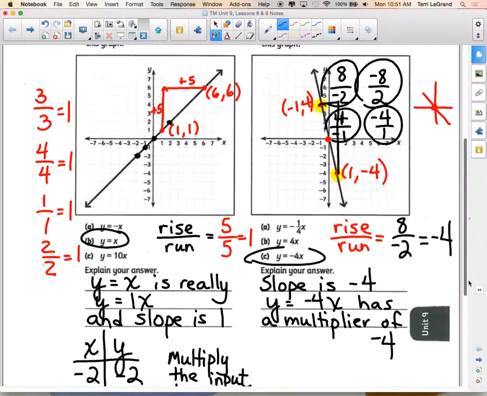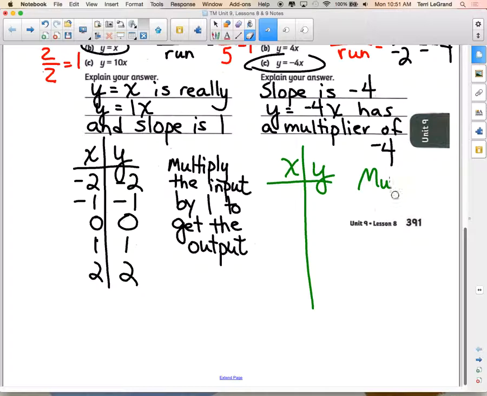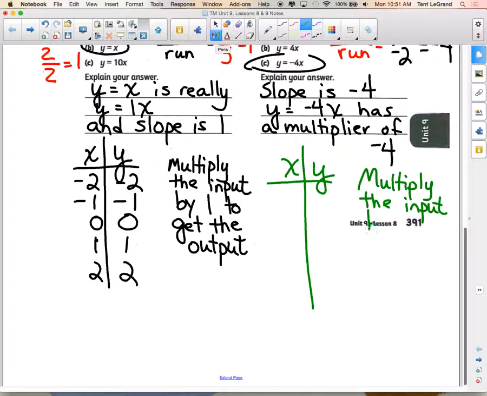Okay. Let's make an XY table for the next one. After we state the rule. What's the rule for this one? Multiply the input by? No. What's the equation say? Multiply the input by, what's the multiplier on the x value? Negative 4. Multiply the input by negative 4 to get the output.